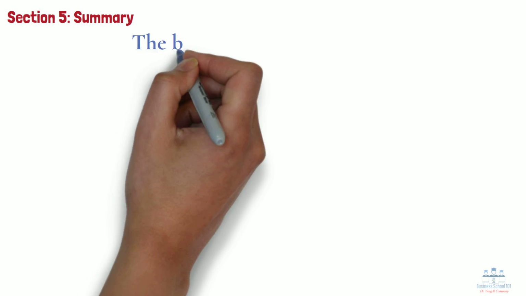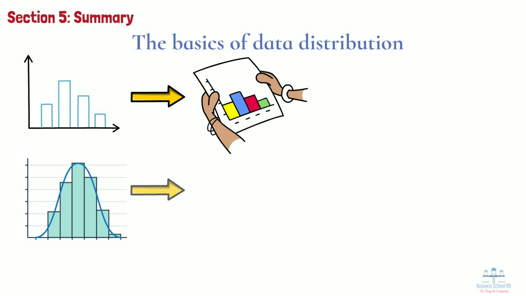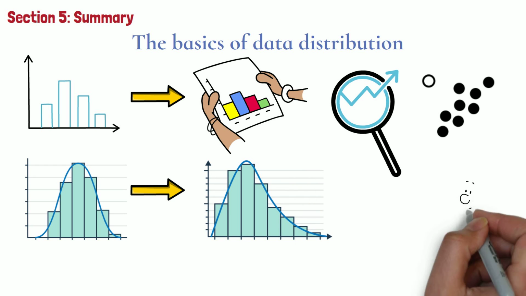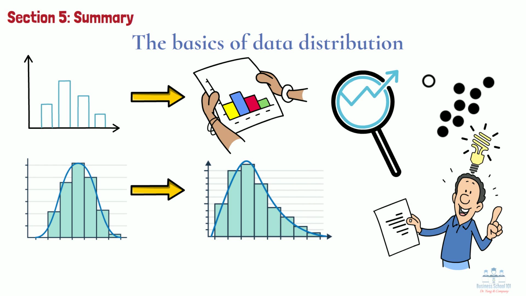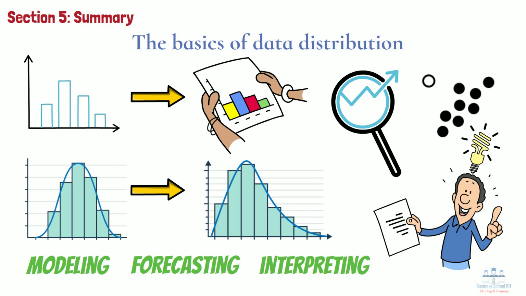Section 5. Summary. In this video, we've explored the basics of data distribution, from bar charts to histograms and from bell curves to skewed patterns. These visualizations do more than make data pretty, they reveal trends, outliers, and opportunities. As we continue in this series, we'll see how these insights lay the foundation for modeling, forecasting, and interpreting real-world business data. That's all for today's topic.